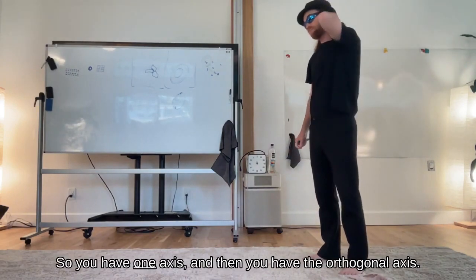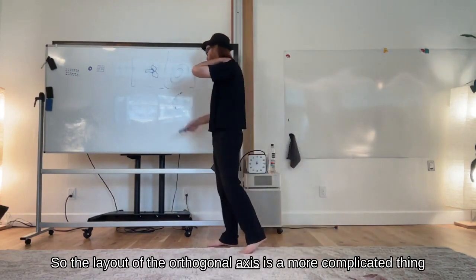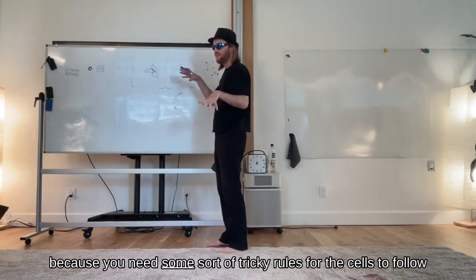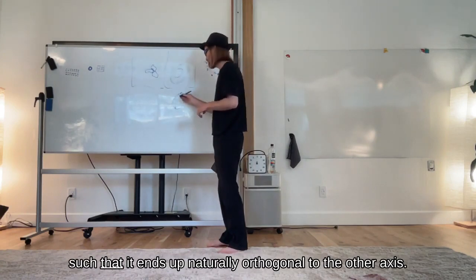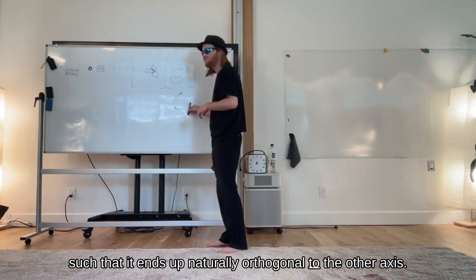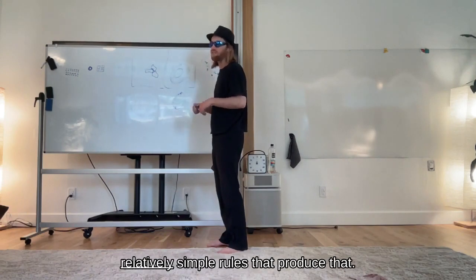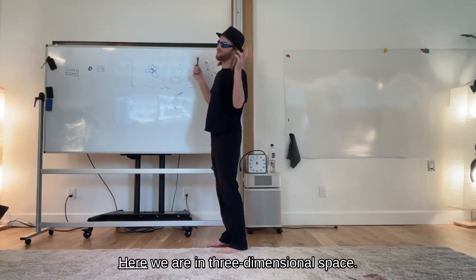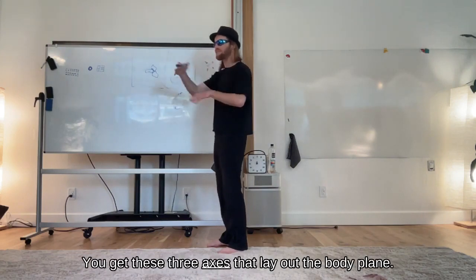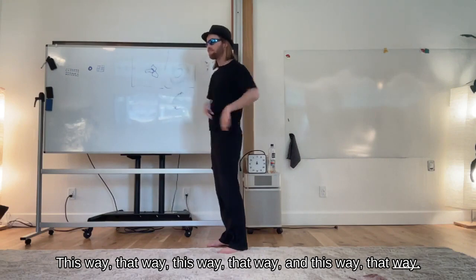Alright, so you have one axis and then you have the orthogonal axis. The layout of the orthogonal axis is a more complicated thing, because you need some tricky rules for the cells to follow, and how much of the chemical to produce, such that it ends up naturally orthogonal to the other axis. But again, there are relatively simple rules that produce that. And then, of course, you get a third axis, because here we are in three-dimensional space. So you get these three axes that lay out the body plan: this way, that way, this way, that way, and this way, that way.